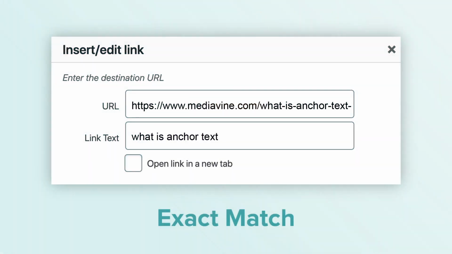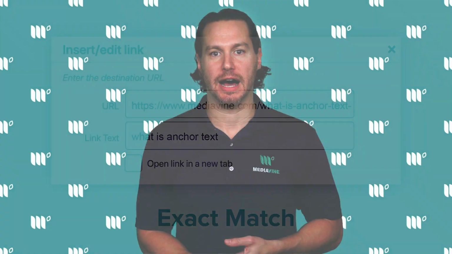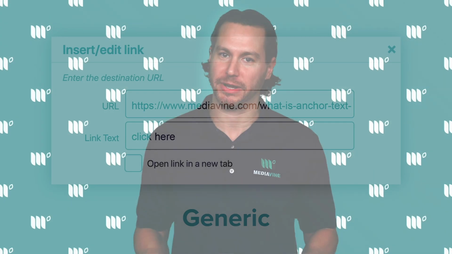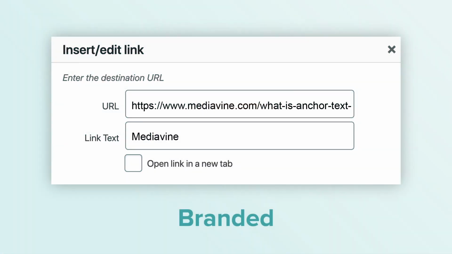Exact would be literally linking on the phrase, what is anchor text, to this blog post. It's a little more challenging to do, right? And then again, as I was saying before, generic would be linking purposely on the term click here, not doing it by accident, which you probably have done, but going out of your way to do that. And then branded is now, let's say instead of linking on what is anchor text, you link on the brand itself. So branded would be Mediavine in this case. So linking on the article as Mediavine.